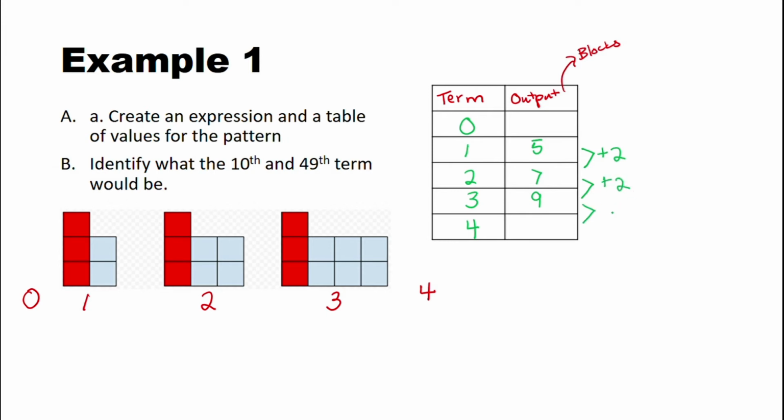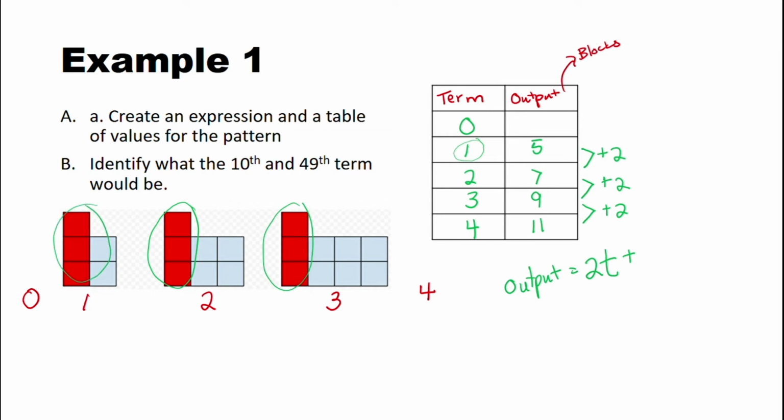So if I'm predicting what the fourth term would be, I'm going to take this term number and multiply it by 2. So 2 times the term number, and I need to add more to that. So I can see here, I always have this red bar.